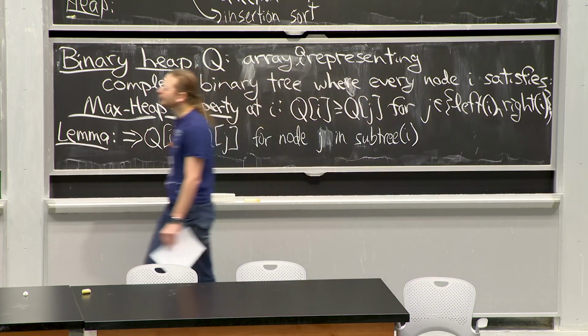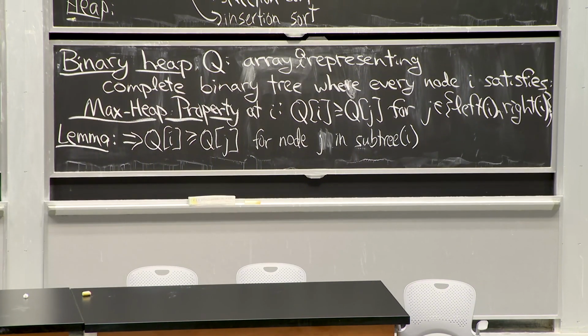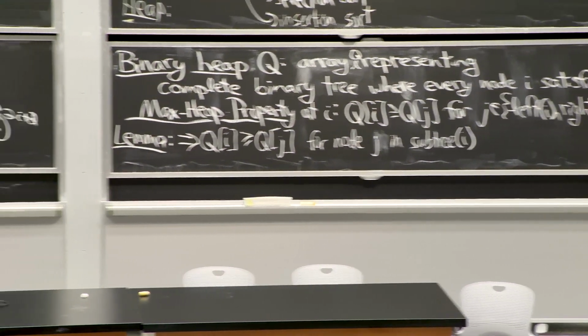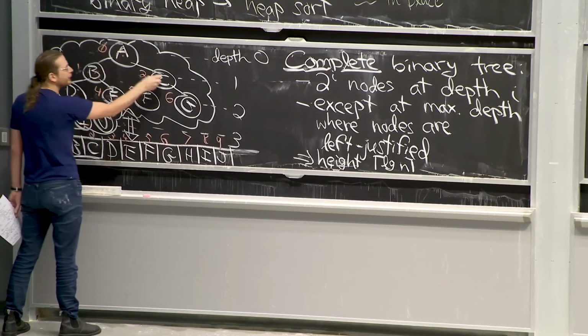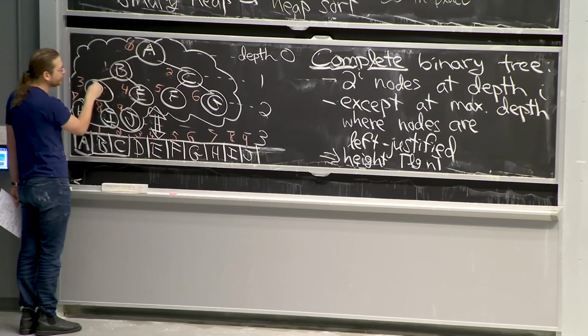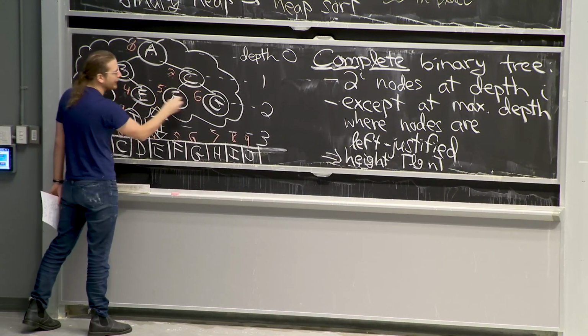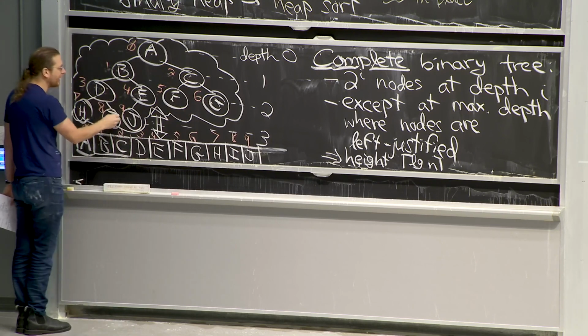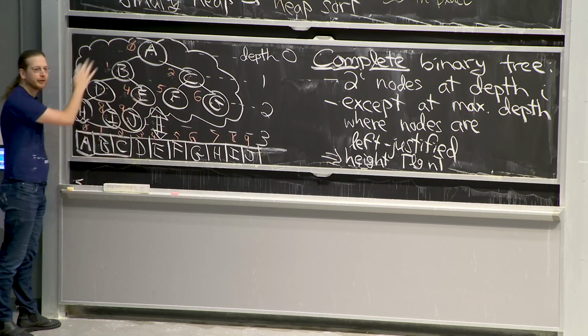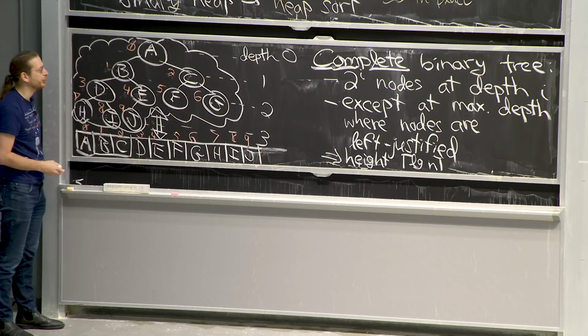Okay, let me look at this example. So I haven't written any numbers here, but you can imagine. So A here is greater than or equal to both B and C, and B is greater than or equal to D and E, and C is greater than or equal to F and G, and D is greater than or equal to H and I, and E is greater than or equal to J. That would make this structure a heap, not just a complete binary tree.